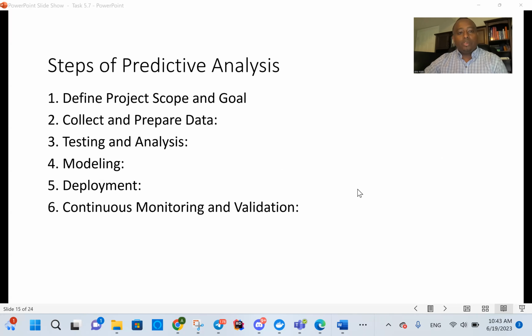We do have steps here on predictive analysis. We first define project scope and goal, and then collect and prepare the data, testing the analysis. And we work on modeling here, finally deployment. And after that, we're going to have continuous monitoring and working on how the data is validated. So we can have a monitoring and validation phase of that step.